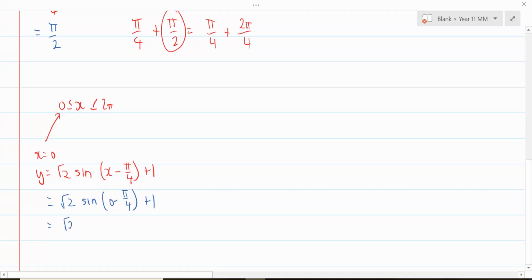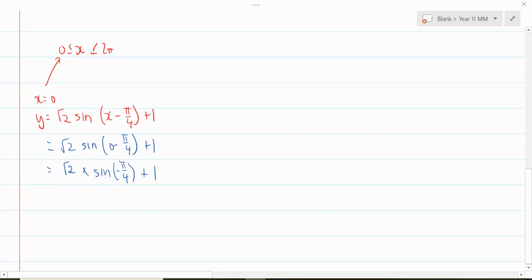So you got root 2 multiplied by sine of negative pi on 4, plus 1. So you see how we're using exact values again? Now what's sine of negative pi on 4? Negative 45 degrees. If you think about your unit circle, this is why I said you had to learn exercise 14E and 14F. Otherwise, you're in trouble here. Okay? So let's think about it. Negative 45 degrees down here. Sine, which is the y values. What should the y value be? What's sine of negative pi on 4? What is it equal to?